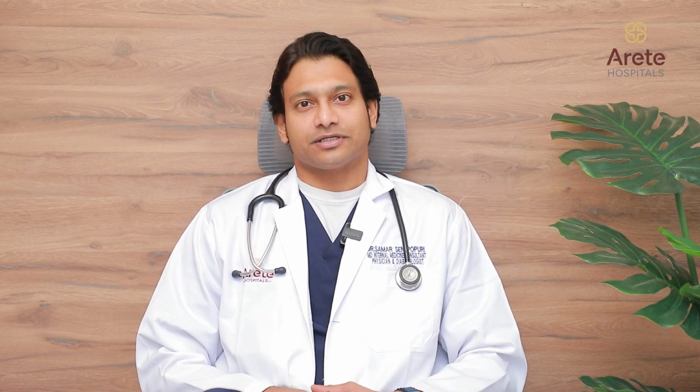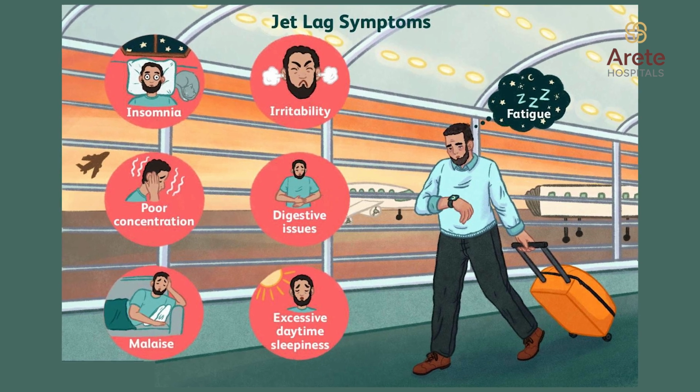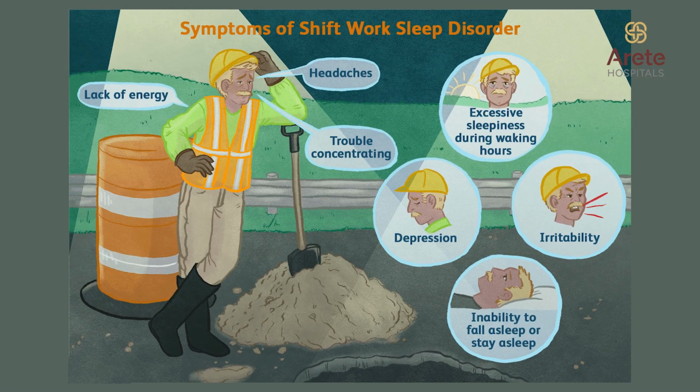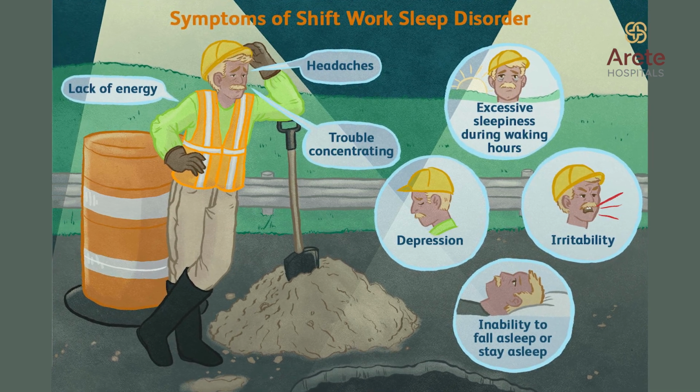Transient circadian rhythm disorders include jet lag disorder, which usually happens when a person is traveling to a different time zone, and shift work sleep disorder, which happens when a person has unusual work shifts, usually night shifts.